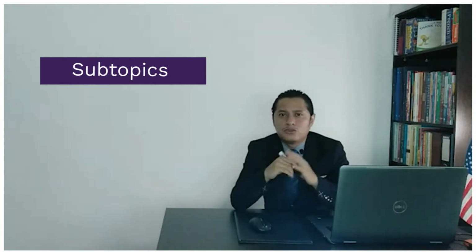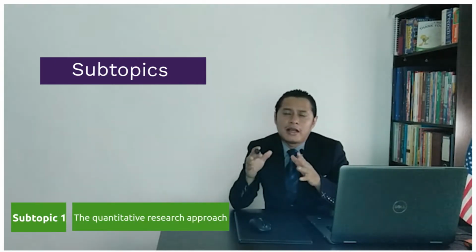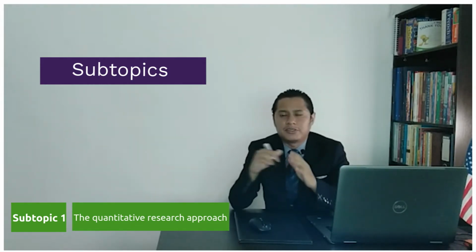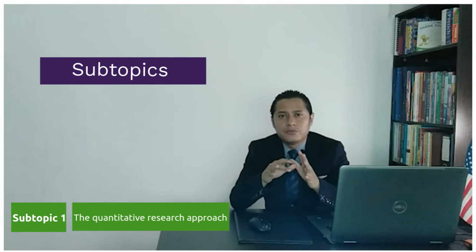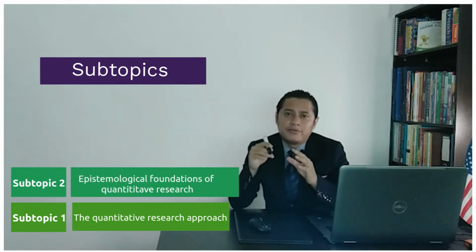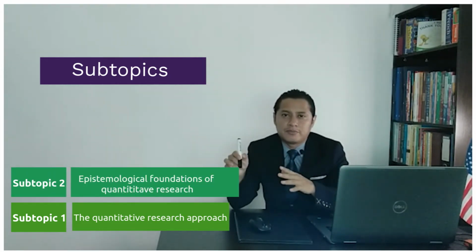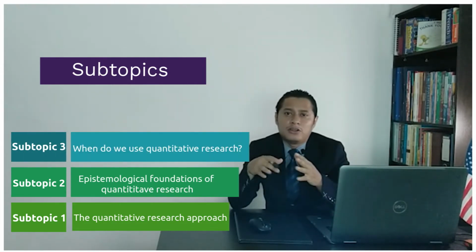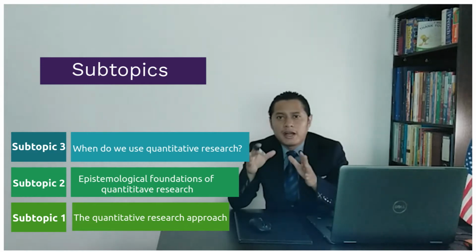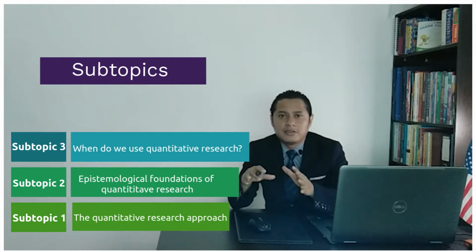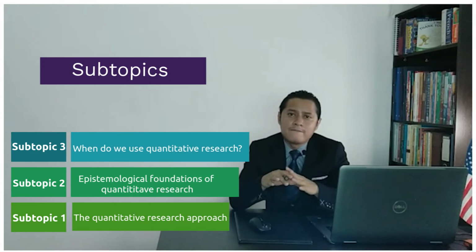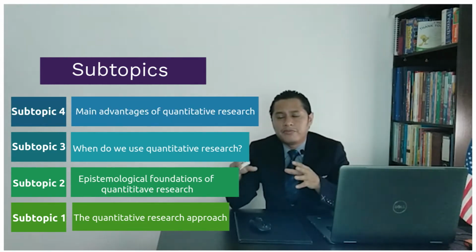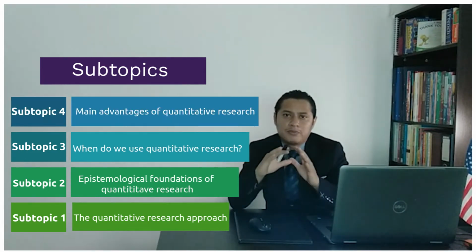The subtopics we're going to study today are: subtopic 1, to check the different research approaches behind quantitative research. Subtopic 2, to check the epistemological foundation of quantitative research. Subtopic 3 will be to understand when we have to use quantitative research. And finally, subtopic 4, to be aware of the different advantages of using this method.